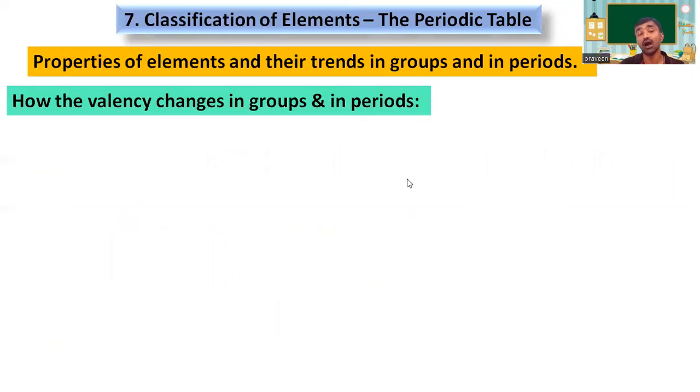So how does valency change in groups and in periods? We are learning how valency varies, especially in groups and especially in periods. Can anybody tell me about the valency of a particular atom which belongs to the same group? What general electronic configuration do we have for a particular group?